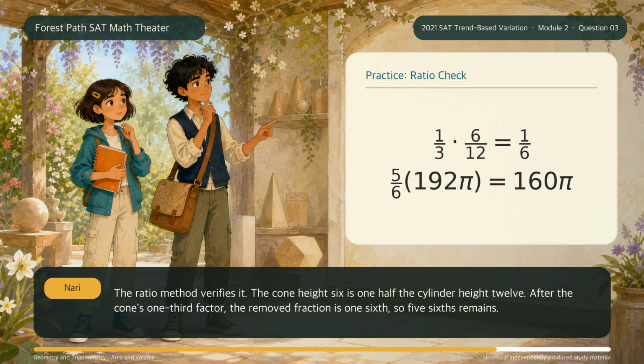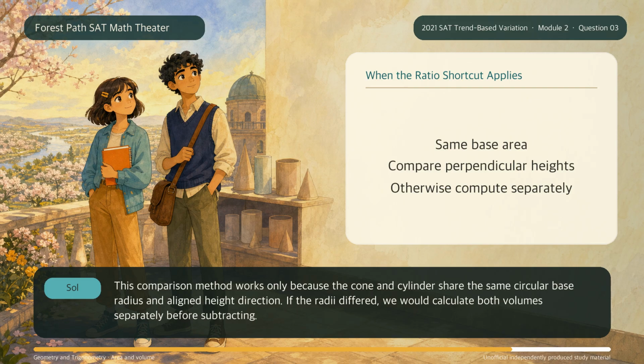The ratio method verifies it. The cone height 6 is 1/2 the cylinder height 12. After the cone's 1/3 factor, the removed fraction is 1/6, so 5/6 remains. This comparison method works only because the cone and cylinder share the same circular base radius and aligned height direction. If the radii differed, we would calculate both volumes separately before subtracting.